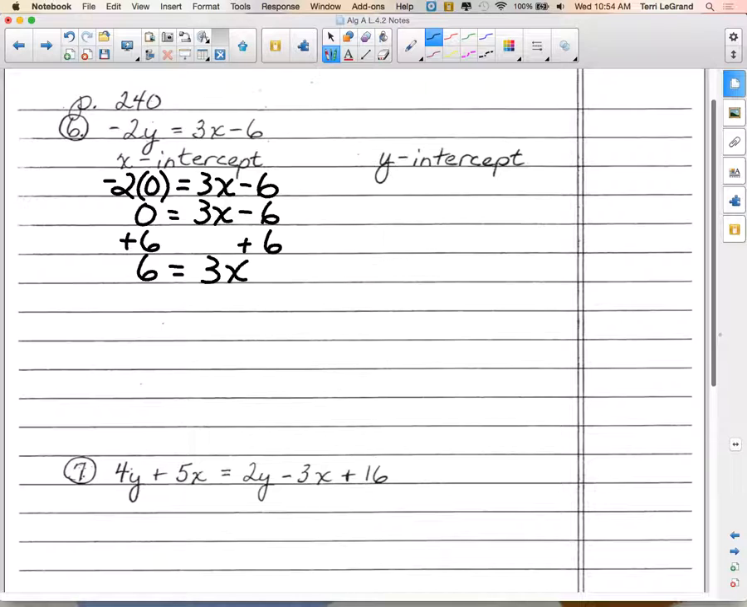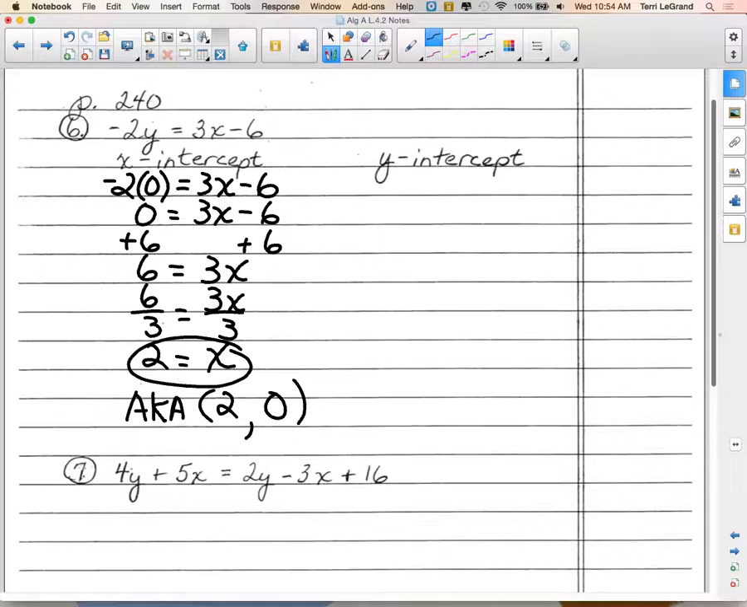And our last move? Divide both sides by 3. So our x-intercept is 2. AKA, the x value is 2, the y value is 0. Yeah, ordered pair 2, 0. Okay?